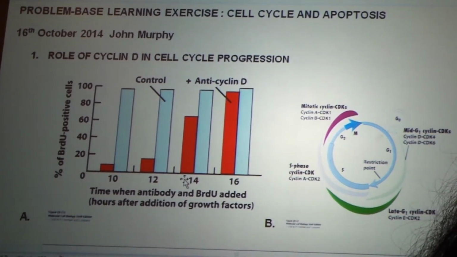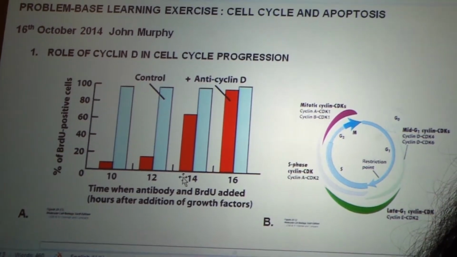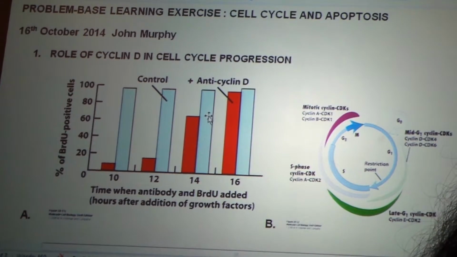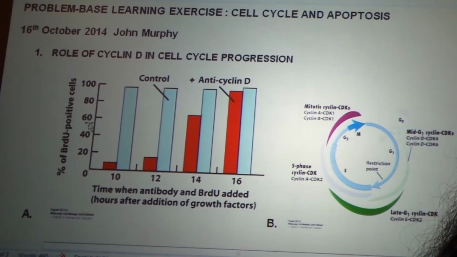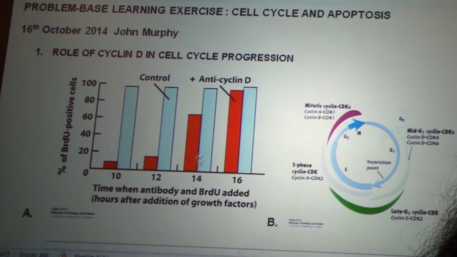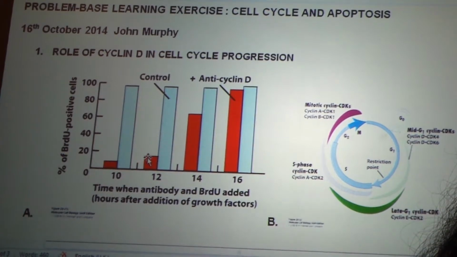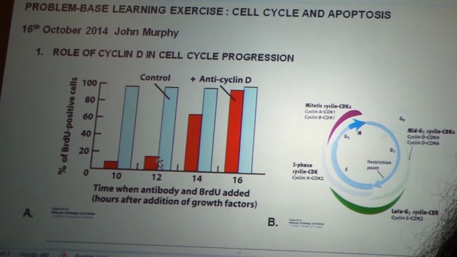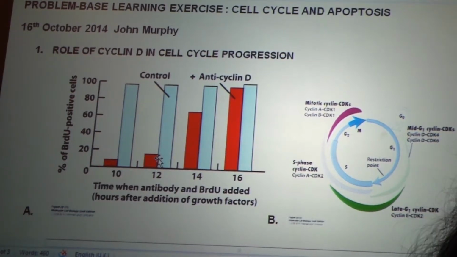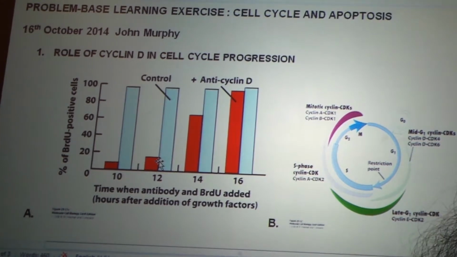They're not releasing VRU, they're incorporating VRU into the DNA. Needs antibodies as cells. So if you wait 14 hours to add the anticyclin antibody, roughly 60 to 65% of the cells will go into the S phase. Whereas if you add the antibody 12 hours after the growth factors, only 15% will go into the S phase.